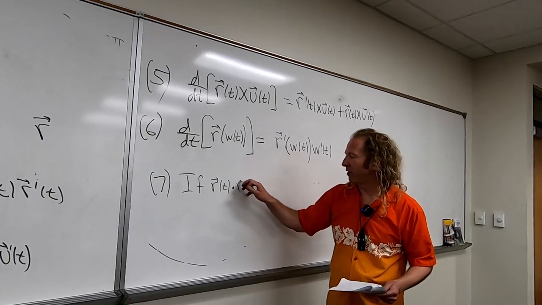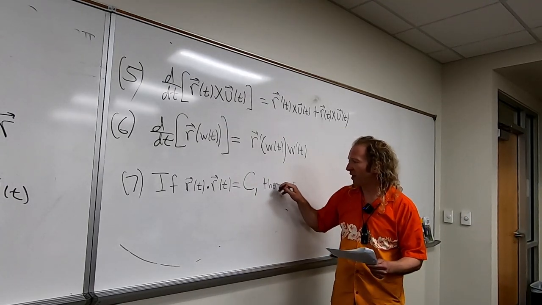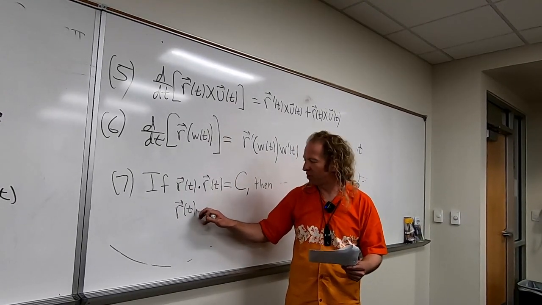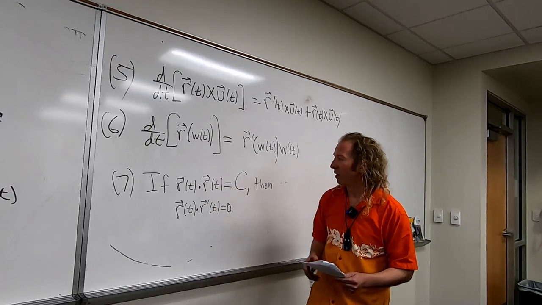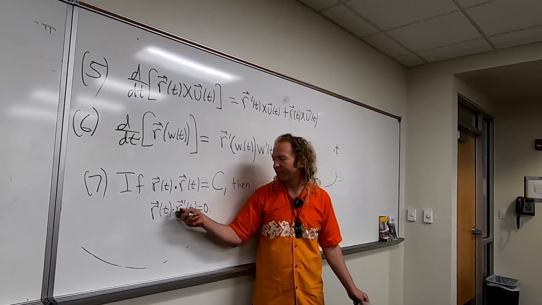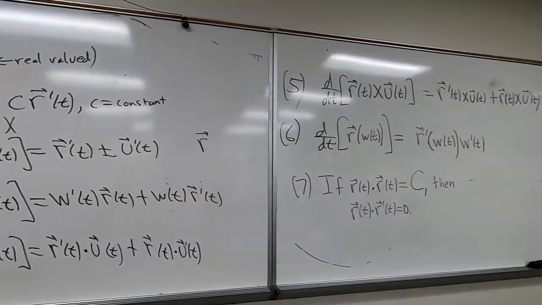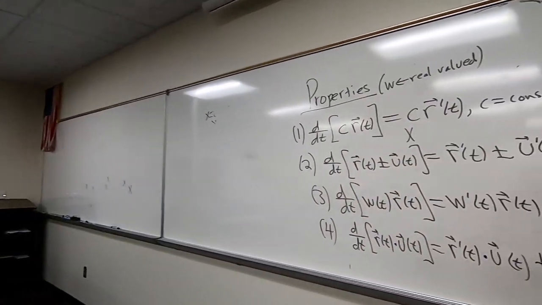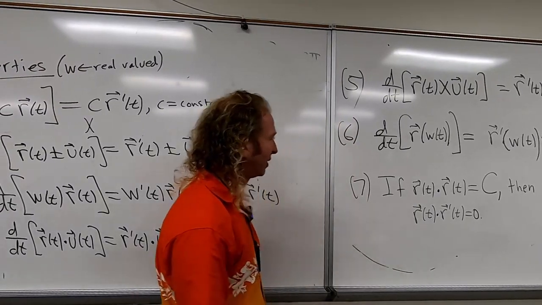So if you take a vector-valued function and you dot it with itself and the result is constant, then the vector-valued function dotted with its derivative is equal to the number 0. So if you dot a vector-valued function with itself and it's constant, then the function is perpendicular to its derivative. This will have some applications in certain types of physics problems that we'll do later. The proof is not hard.